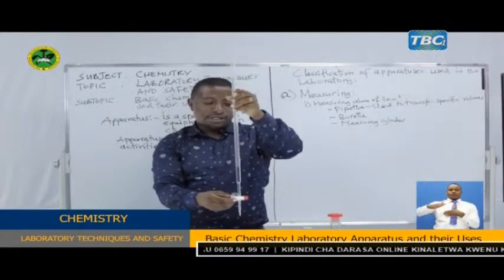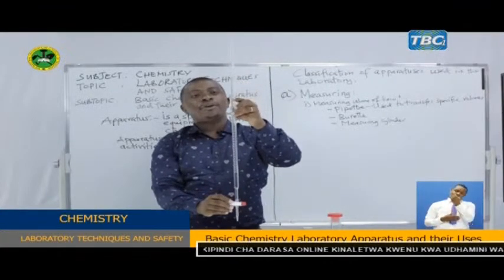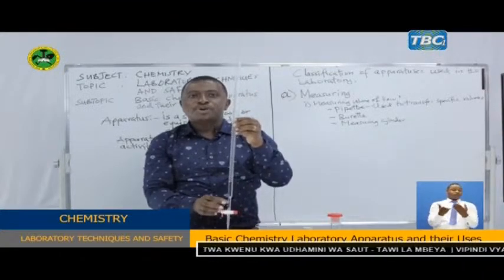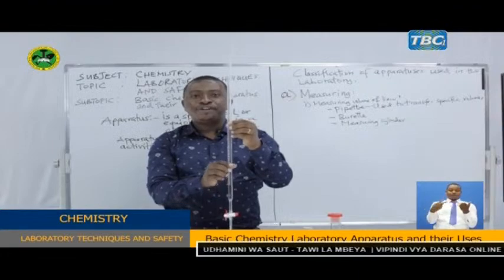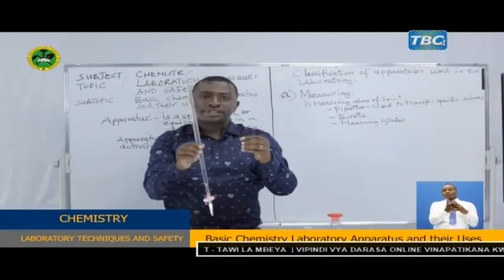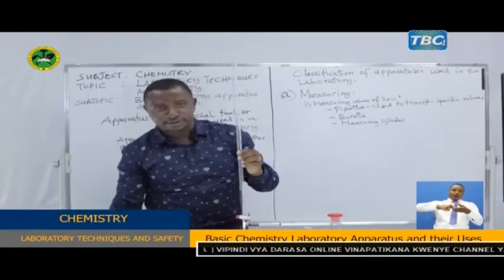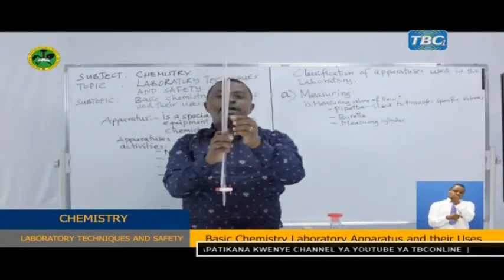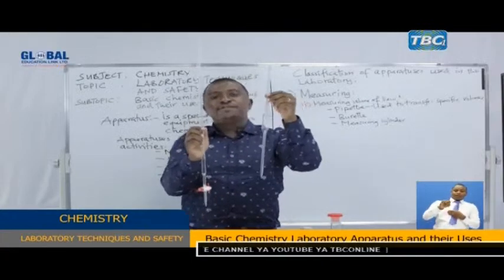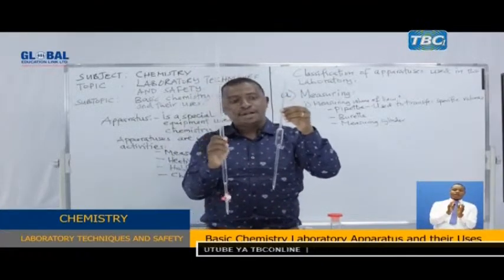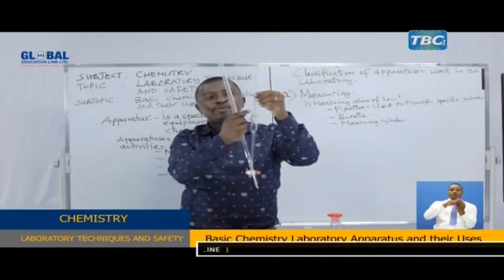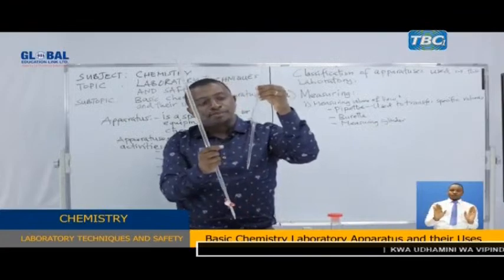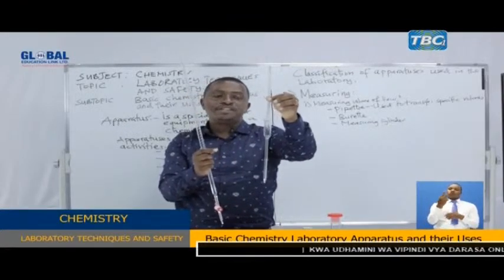And this kind of apparatus is used in titrations. Now class, most of the students fail to differentiate between a burette and a pipette. Today is the end of your confusion. A pipette is fixed to certain volumes. This one here only measures a specific volume. It transfers a specific volume. This is special for 25 cubic centimeters.